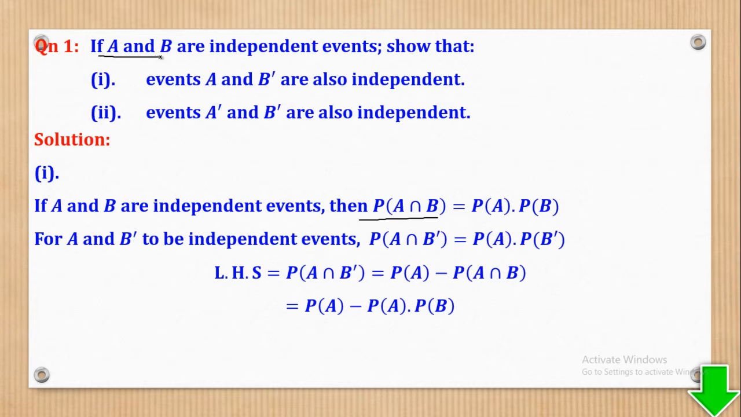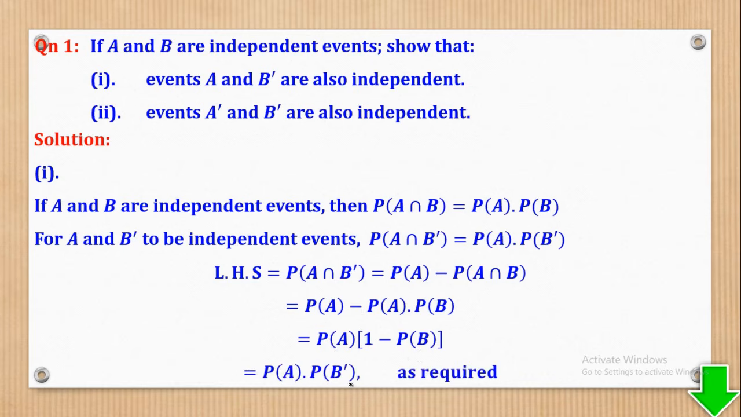But you already know that these two are independent. It was already given to you in the question. So that means that their intersection is equal to the product of the individual probabilities. So we shall come here and replace this intersection with the product of the individual probabilities. Then from there we shall realize that the probability of A is common, so we shall pull it out. Then here we shall remain with 1 and here we shall remain with the probability of B. Now we already know that 1 minus the probability of B is equal to the probability of B complement. And this is the product which shows that events A and B complement are also independent.